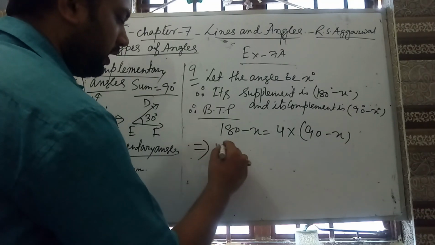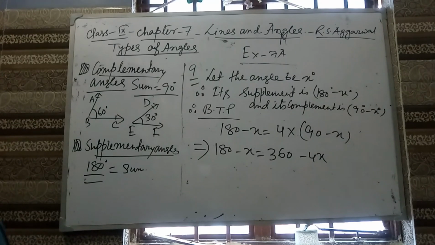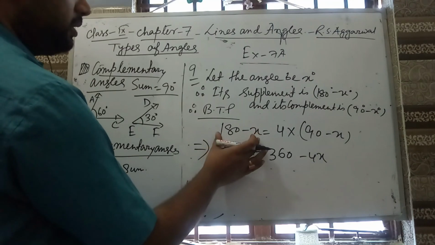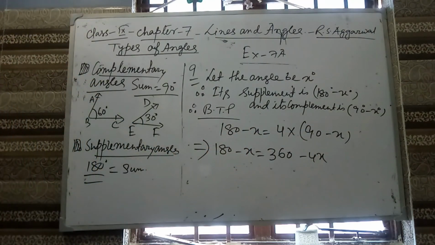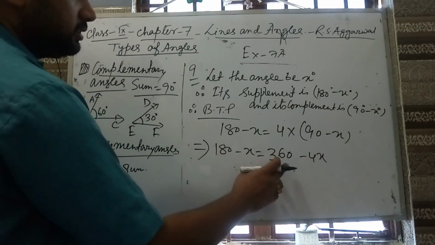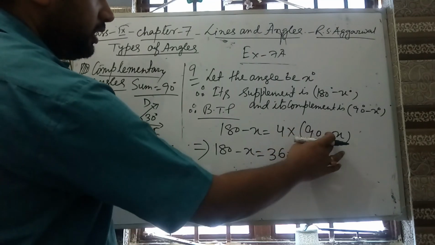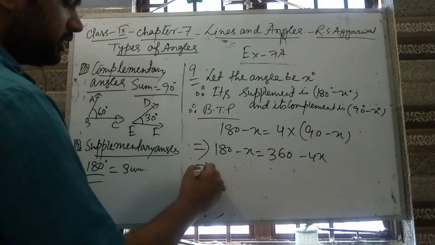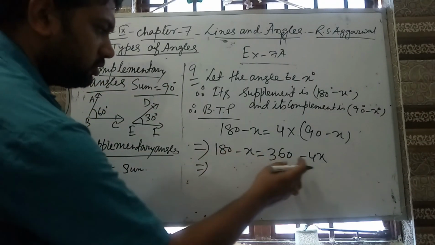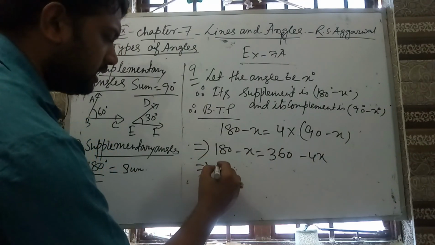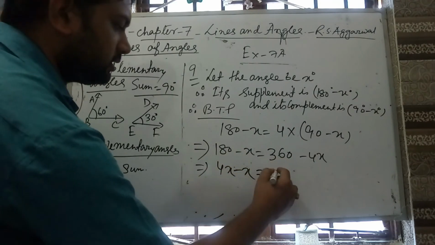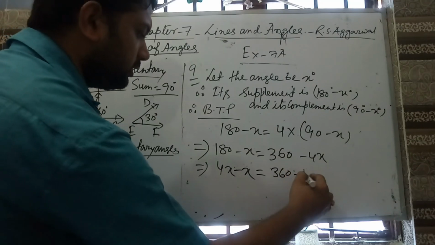That implies 180 minus x equals 4 into 90, that is 360, minus 4x. So we are taking all the variables to the left hand side and all the constant numbers to the right hand side. So minus 4x, when it changes the side, it will become plus 4x. Here we have another minus x. This 360 minus this 180.